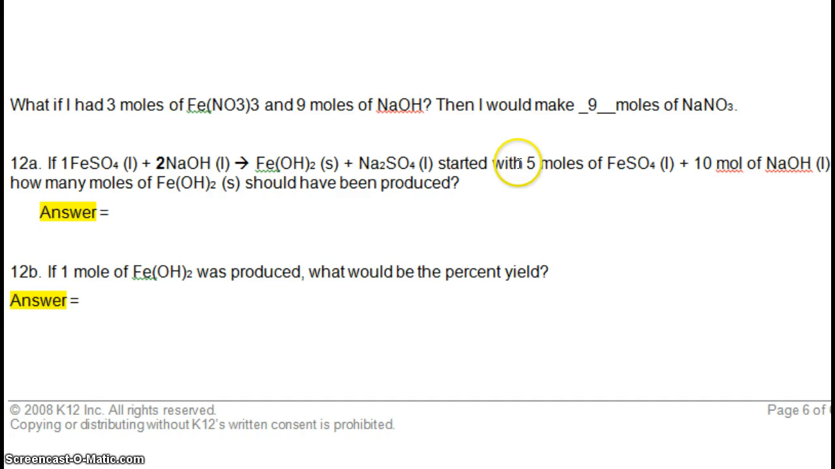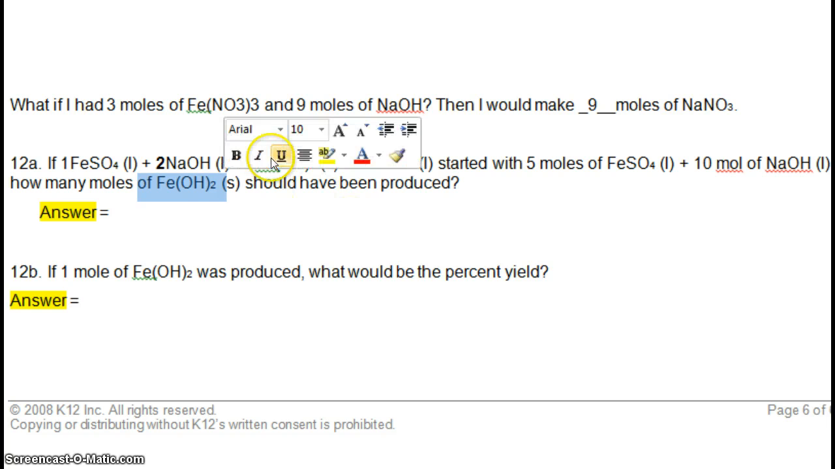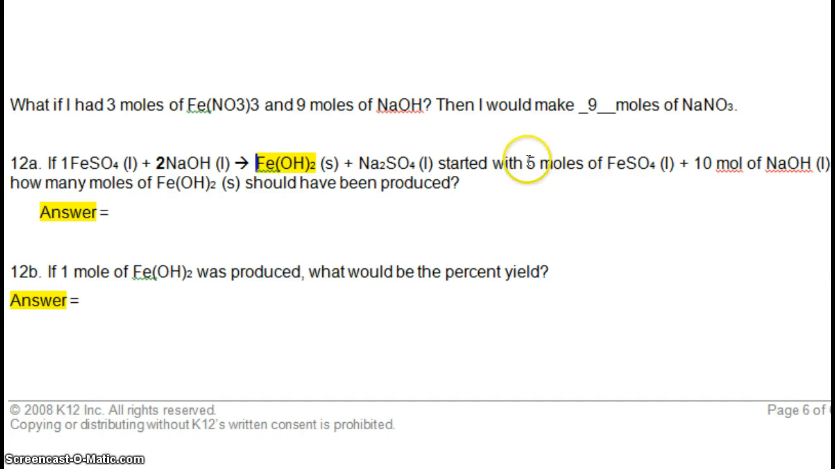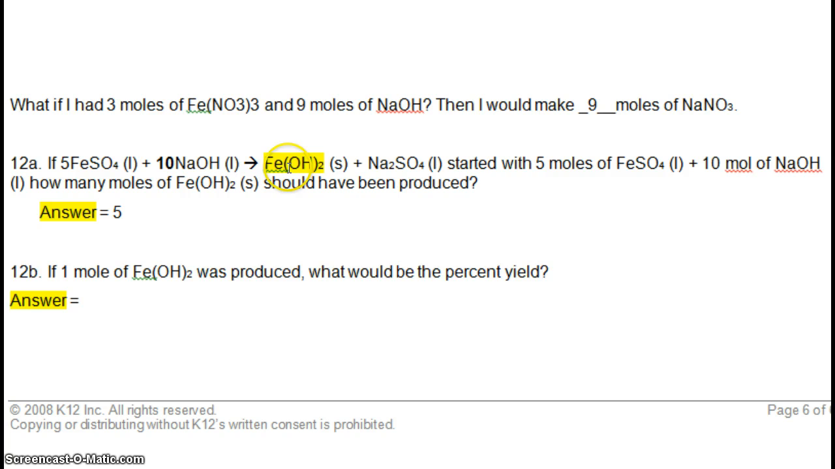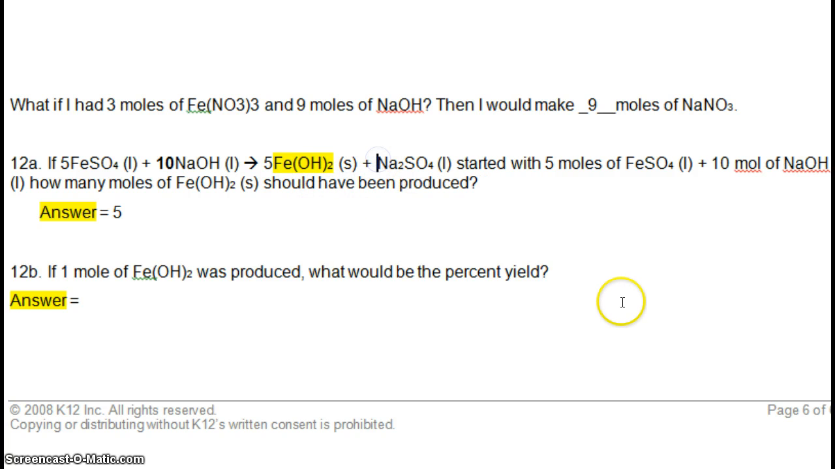All right, and let's say I started with 5 moles. Okay, so instead of this being a 1, it's a 5. It's 5 times as much. Instead of this being a 2, it's 5 times as much, so it's a 10. So how many moles of FeOH2? How many moles of this one would we make? If we had 5 times as much, it would be 5. So if we change this to a 5, this would be a 10, this one would be 5, this one would be 5.